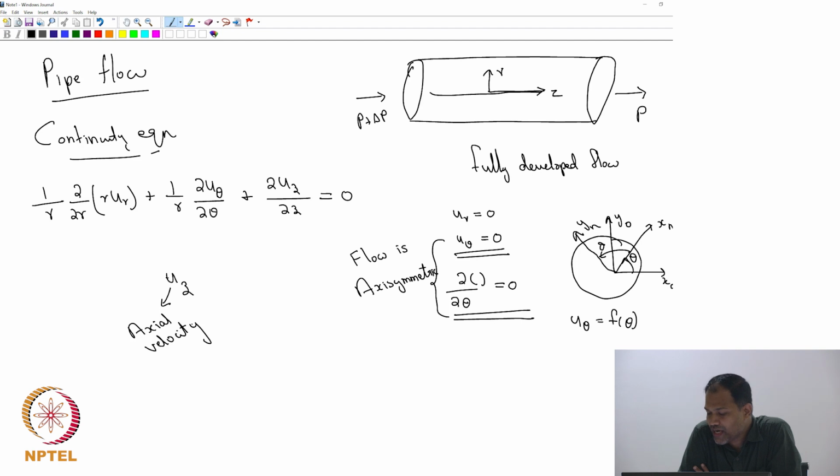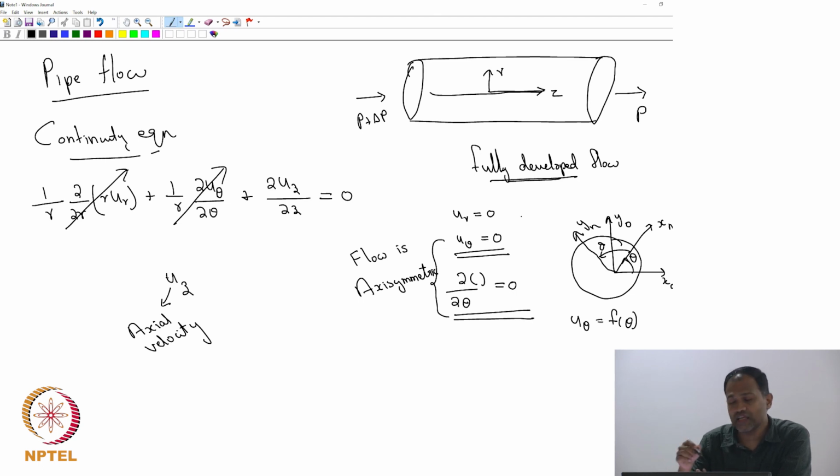You can't assume both of them to be 0 as a consequence of fully developed flow. You can take one of them, and the other can be shown to be consistent with fully developed flow. Let me just show you. If you take ur equal to 0, u theta equal to 0, the continuity equation says that's gone, and only this is left, which is what our fully developed flow is. So the only thing I am saying is that fully developed flow and these two assumptions are consistent.